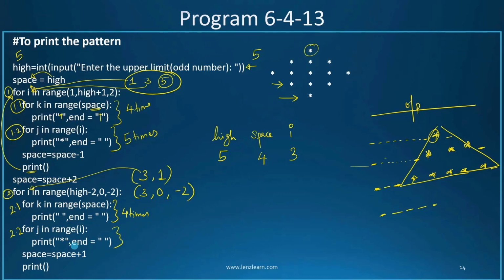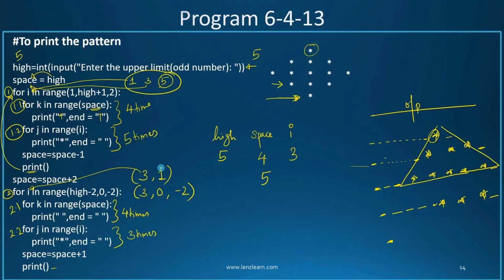Now the second loop will be printing the star. Now here you see the J works with the value of I. So value of I is 3. So this loop will work 3 times printing star. So 3 stars will be printed. Control will wait in the same line. Now space is equal to space plus 1. So space will become 5 because next line I need more spaces. That is why now we are increasing the space. Now the last print statement will move the control to the next line.